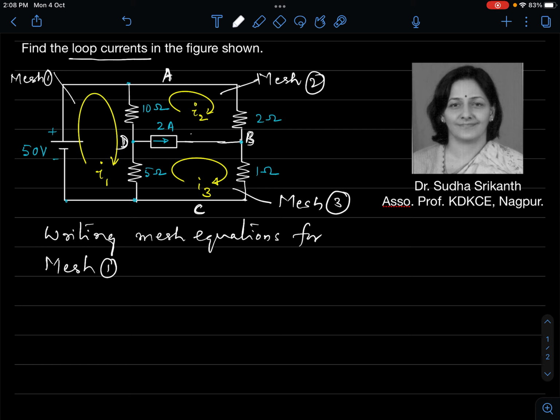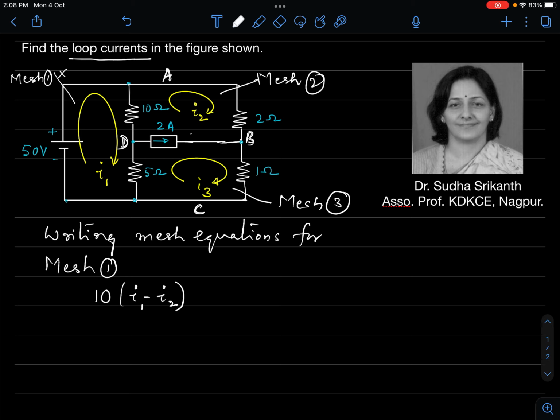So when I say first principle, what I mean is I'll try to take all the potential differences across various elements, then add them up, then write an equation. Okay, so I will start from the top left corner, from this junction, from this node, go like this, go via this 10, go via this 5, 50 volts and come back. That is the path I would trace. Alright, so the first element that I come across is 10 ohm and the difference in potential is 10 into (I1 minus I2). That is the drop in potential.